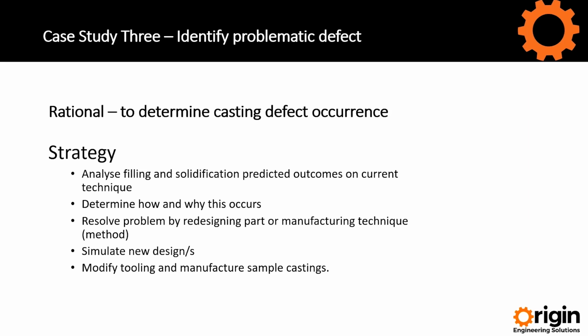So the strategy is to analyze the filling and solidification, and pick out the outcomes of the current technique. We need to go out to the foundry and get the right data, and then determine how and why this occurs. Like I say, we'll do the simulation. We can resolve problems by redesigning the part. Some customers still have a tried and tested design and won't change, but we do have a lot of customers who are willing to change, and we have to change the manufacturing method. And if we've found that our technique's wrong, we can redesign the technique and modify the tooling where necessary once we've done the simulation.